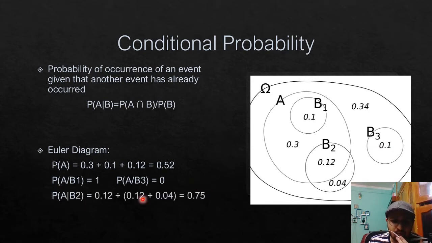Next, what is the probability of the occurrence of A when B2 has already occurred? This will be given by the probability formula here. Probability of A intersection B2, which is 0.12, divided by the probability of B2 here. The probability of B2 is 0.12 plus 0.04. So the probability will be 0.75.